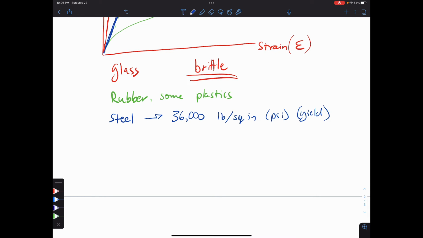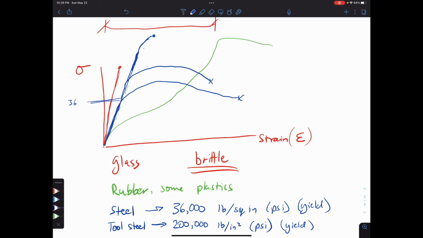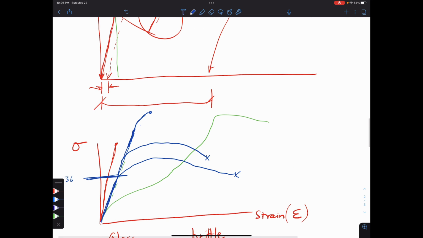On the upper end of steel, which would be tool steel, very hard steel, might have a yield strength of 200,000 pounds per inch squared, or PSI. And that's, again, a yield strength. Okay, think about how much further that is on the graph. I've not exaggerated this enough. And ultimately, if 36 was at this line here, 200 is way somewhere up here, which is kind of crazy.